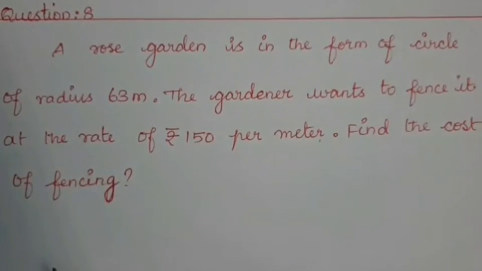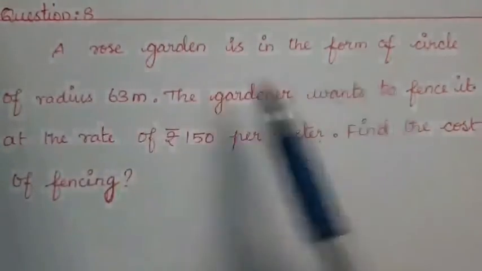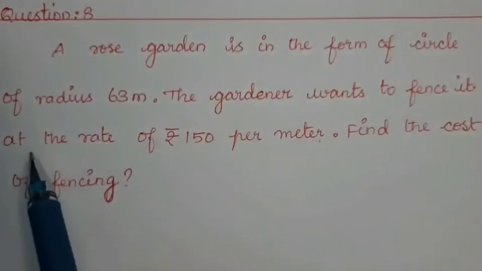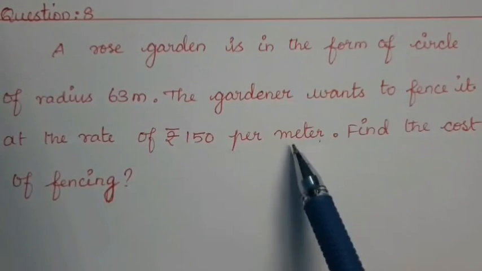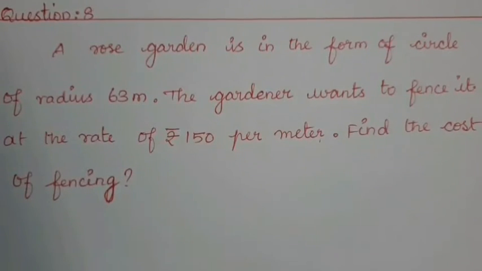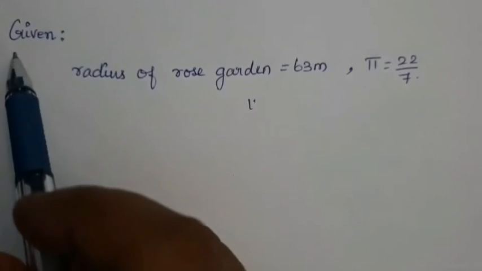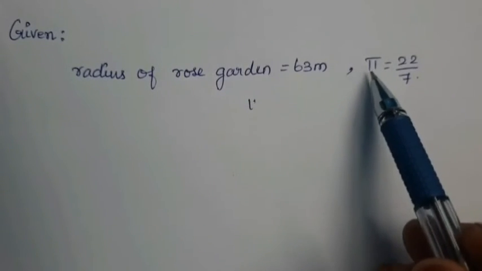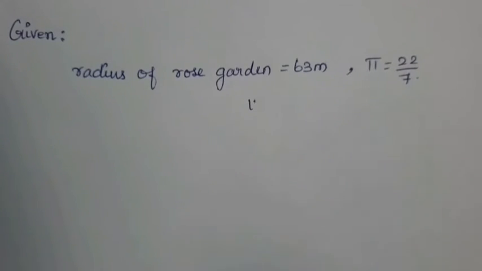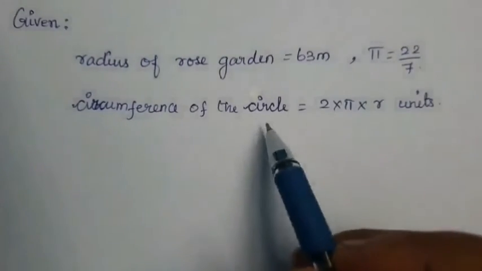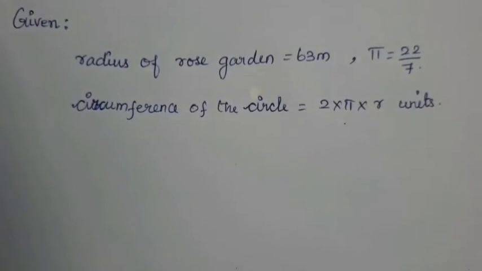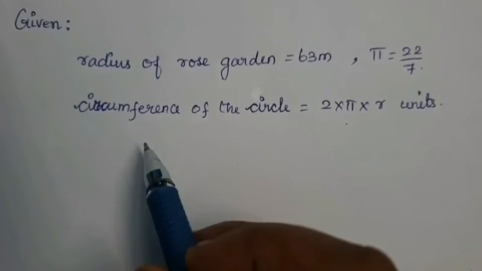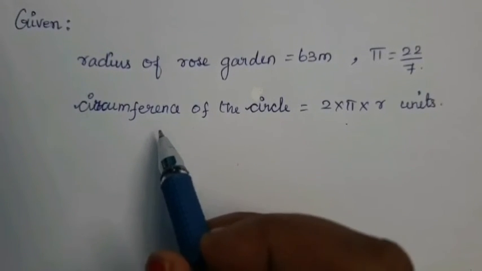Next, question number 8. A rose garden is in the form of a circle of radius 63 meter. The gardener wants to fence it at the rate of rupees 150 per meter. Find the cost of fencing. By the question, the given radius of the rose garden is equal to 63 meter, and we know that the value of pi is equal to 22 by 7. And we know that the circumference of the circle is equal to 2 pi r units. For finding the cost of fencing, we should find the circumference of the circular garden by using this formula.